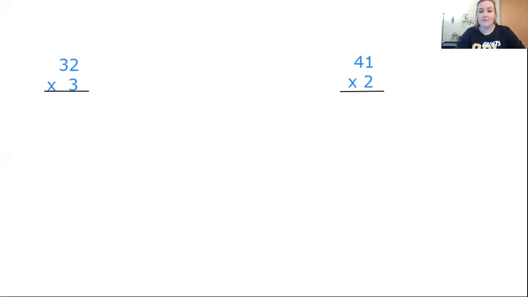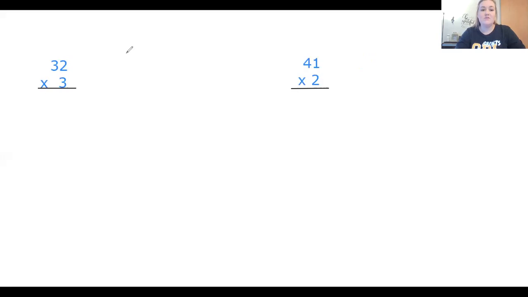Here I'm going to share my screen with you, and I have two problems up here on the screen. We have 32 times 3. To solve this, as we learned last week, first we go in our ones column: 2 times 3 gives me 6. Then I multiply from my ones to my tens column: 3 times 3 gives me 9, or 96. So that's how we solve that.